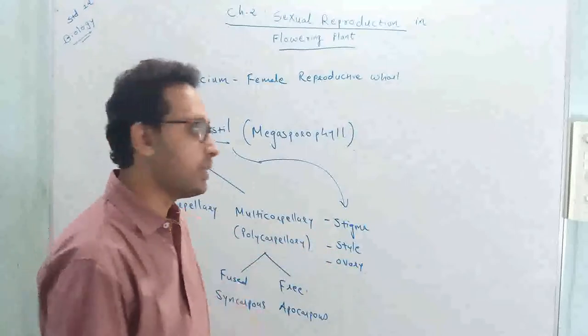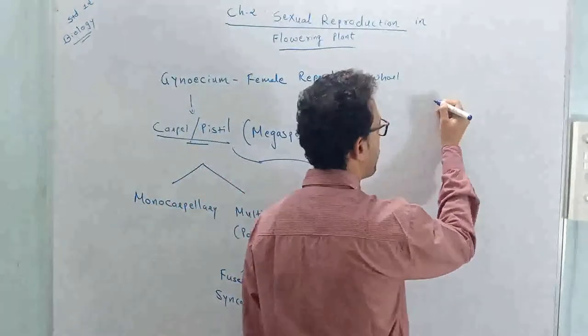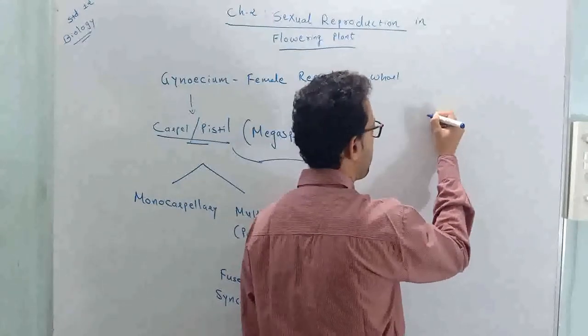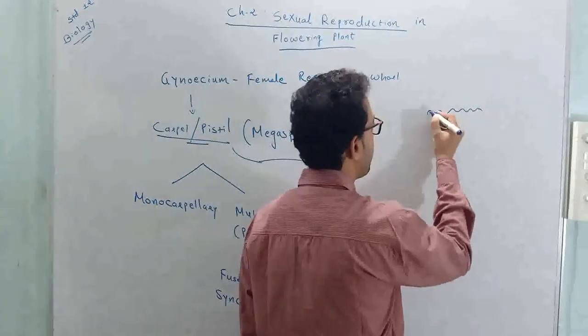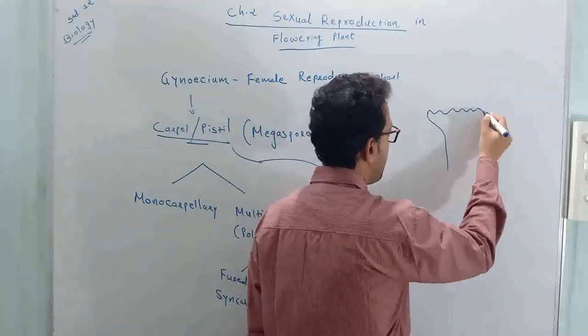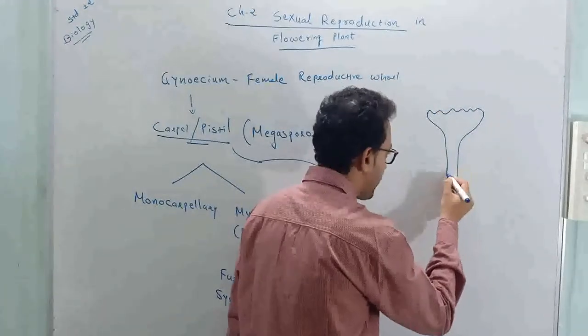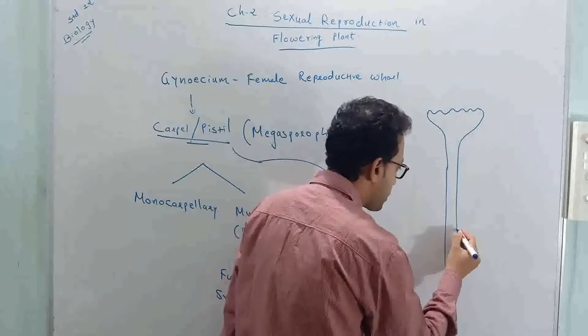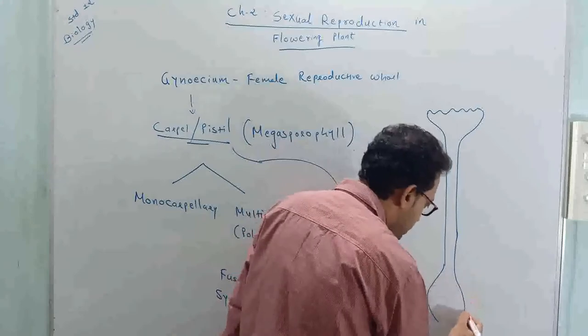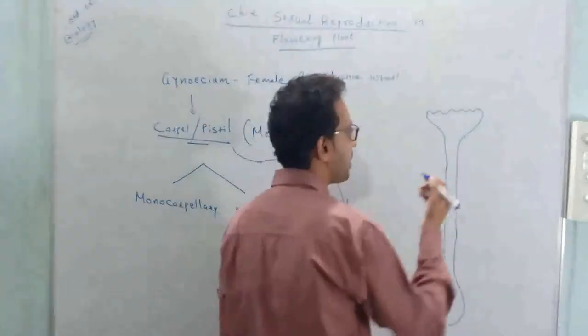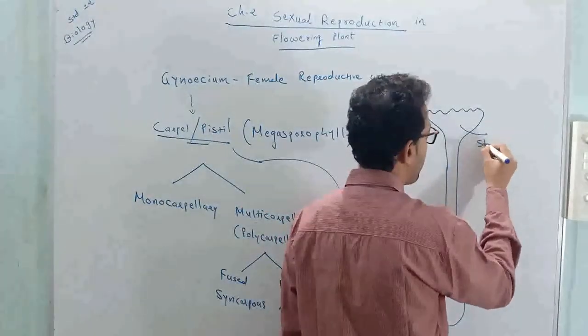So let's start with the structure, as I draw the structure of a carpel or pistil. The first part is the stigma. The second part, which is tube-like, this tube-like portion is called style. And the last, a bulge portion, is called ovary. So this is the portion that we call stigma.